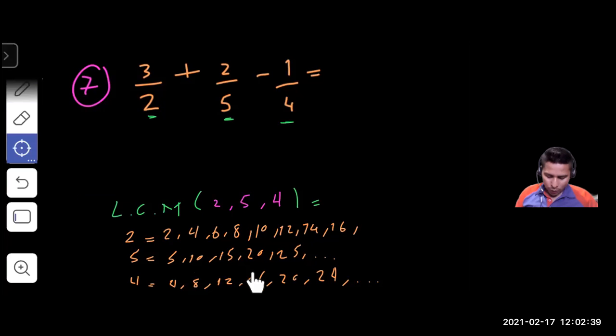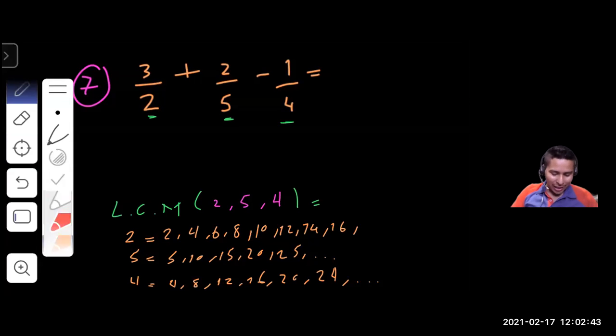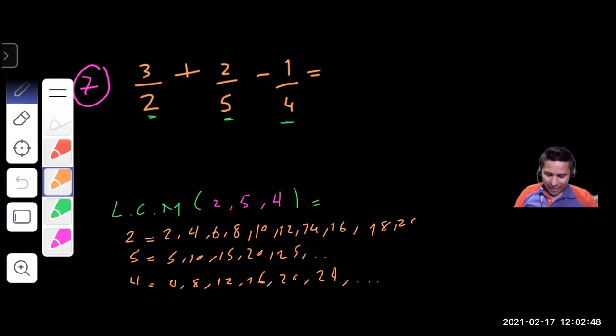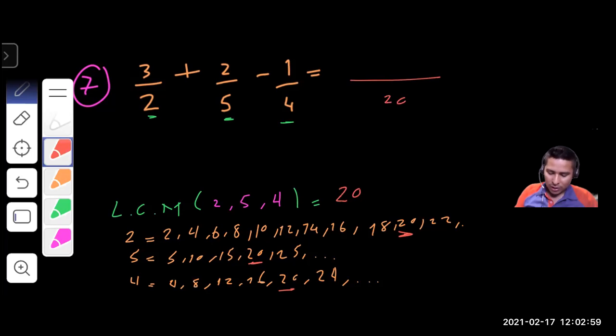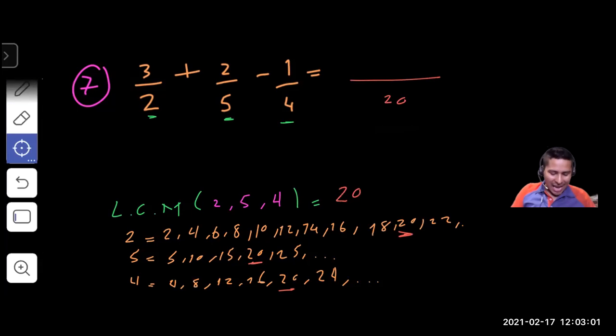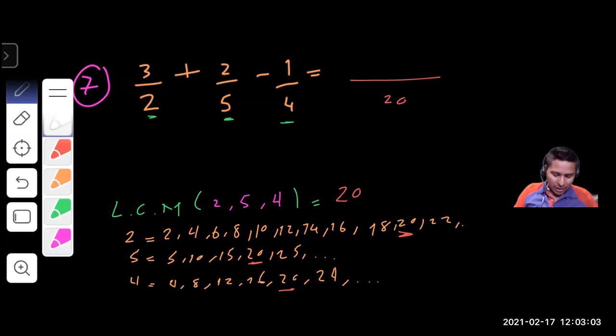See, 20 here, 20 here. Mister, but 20 is not here. No, guys, I have to continue until I find it. Okay, 16, 18, 20. Take a look, that is there. Okay, it's 20. You only need to list them out. Then my least common multiple is going to be 20. That 20, guys, is going to be my new denominator. Then we use a technique, it's really simple: we divide by each denominator, and that answer is multiplied by the numerator.